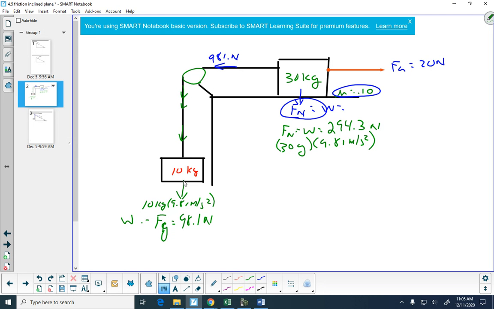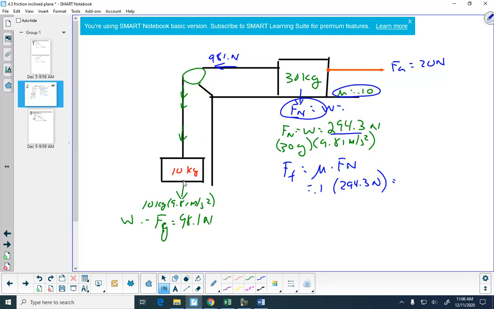If we take a look at what's occurring here, I got 20 newtons pulling to the right, I got 98.1 newtons pulling to the left. I have a coefficient of friction, which is 0.10. I have a force normal, which is 294.3 newtons. We can also, if we want to right now, calculate our force of friction. Our force of friction is calculated by mu times force normal. So we have 0.1 times 294.3 newtons.